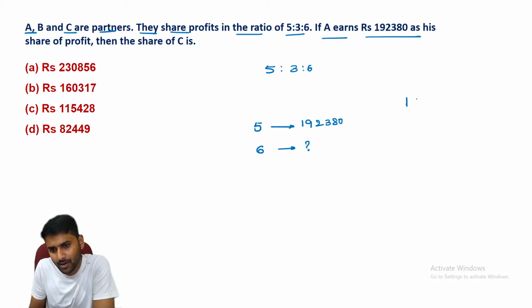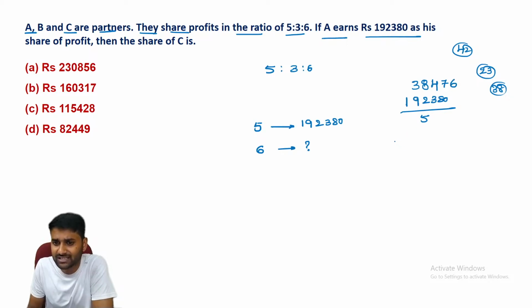Now see, 1,92,380 divided by 5. Now see, 5 threes 15. We have a 42. 5 eights 40. We have a 23. 5 fours 20. We have a 38. Again see, 5 sevens 35. We have a 30. 5 sixes 30. Now each value is 38,476. Now if you add this to the 5 units, you will get the answer.